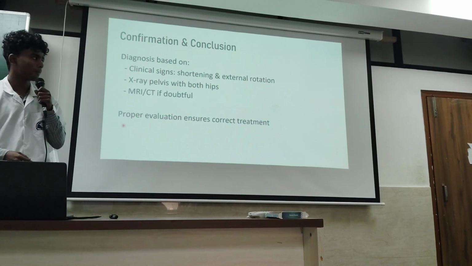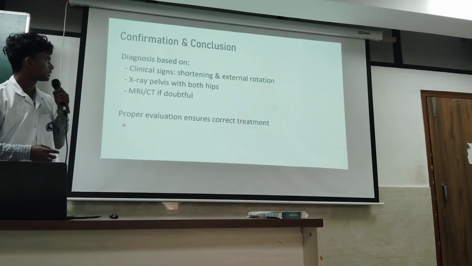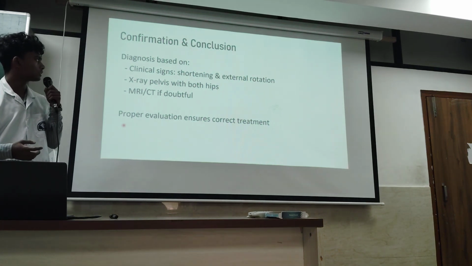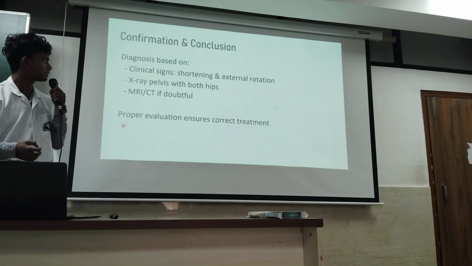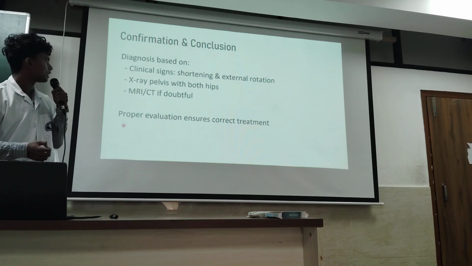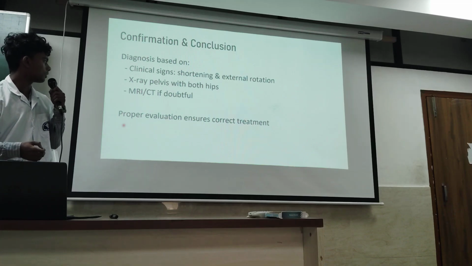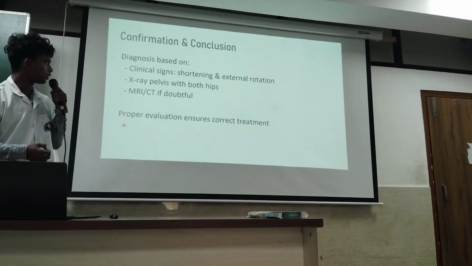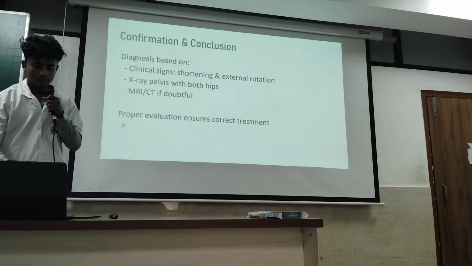To confirm, diagnosis is based firstly on clinical signs, which of course include shortening and external rotation. Then there is X-ray of the pelvis with both hips, and if the X-ray is doubtful, MRI or CT scan is done.